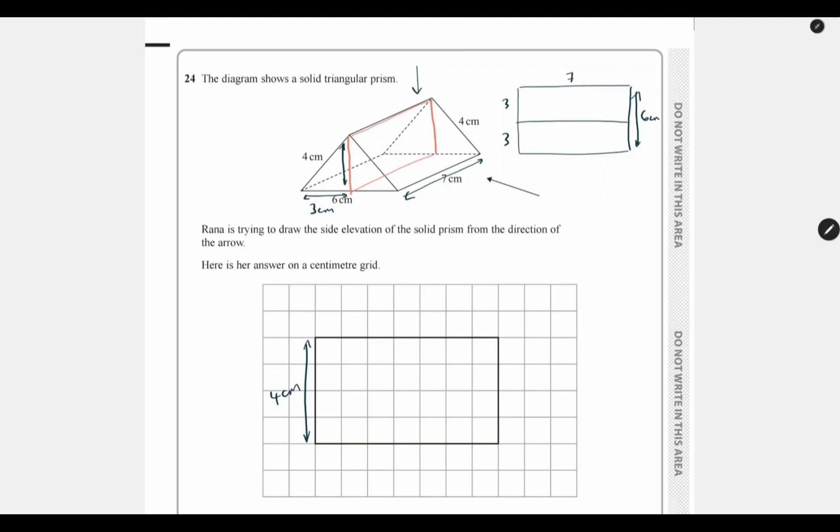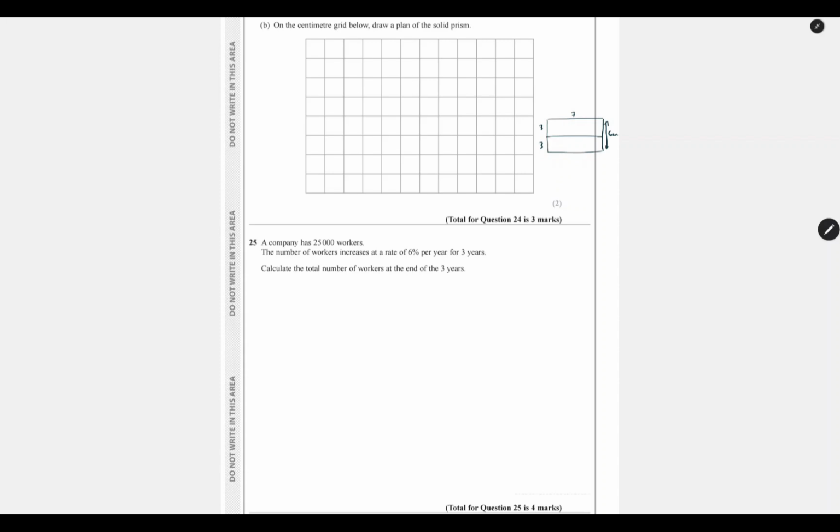So if we draw this onto our centimeter grid, we can start here. It's 7 across, 1, 2, 3, 4, 5, 6, 7, and 6 down. 1, 2, 3, 4, 5, 6. And so our rectangle looks like this. And we know that we have a line directly in the middle, which is 3 centimeters down. And so it's going to look like that. Again, in your exam, make sure to use a ruler to make sure that your lines are straight.